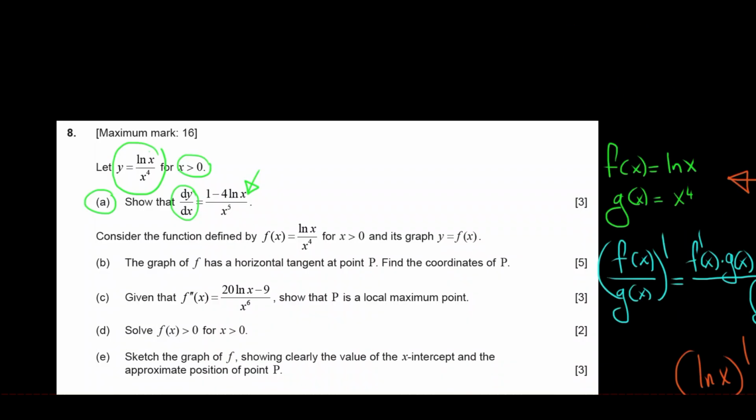Question B. Consider the function defined by f of x equals ln of x over x to the power 4, and the graph is y equals f of x. The graph of f has a horizontal tangent at point P. Find the coordinates of P.